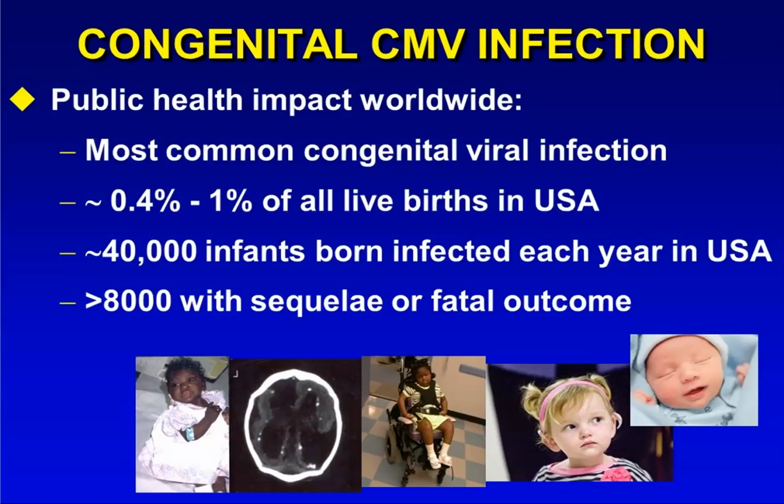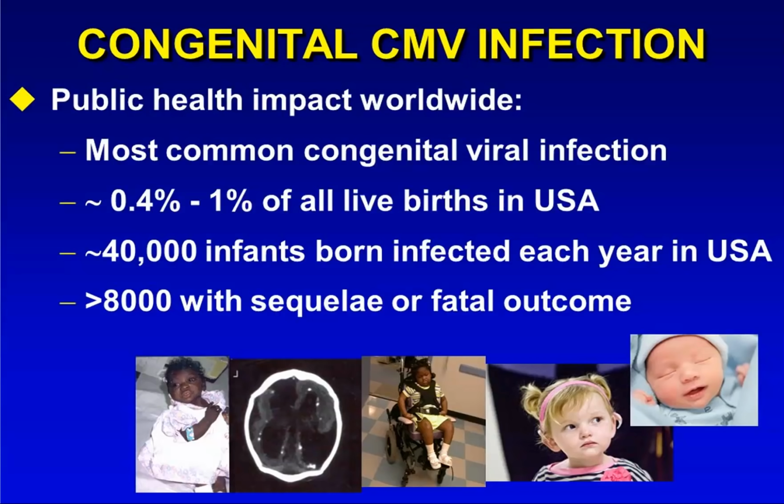We get infected throughout our lifetime because we get exposed to a lot of body fluids. So it's a huge public health problem because it infects about 1 out of every 200 babies born in the United States. It is the most common congenital viral infection. And this translates to about 40,000 infants born infected each year in the United States, and over 8,000 of them may have sequelae or a fatal outcome, with the most prominent being hearing loss.